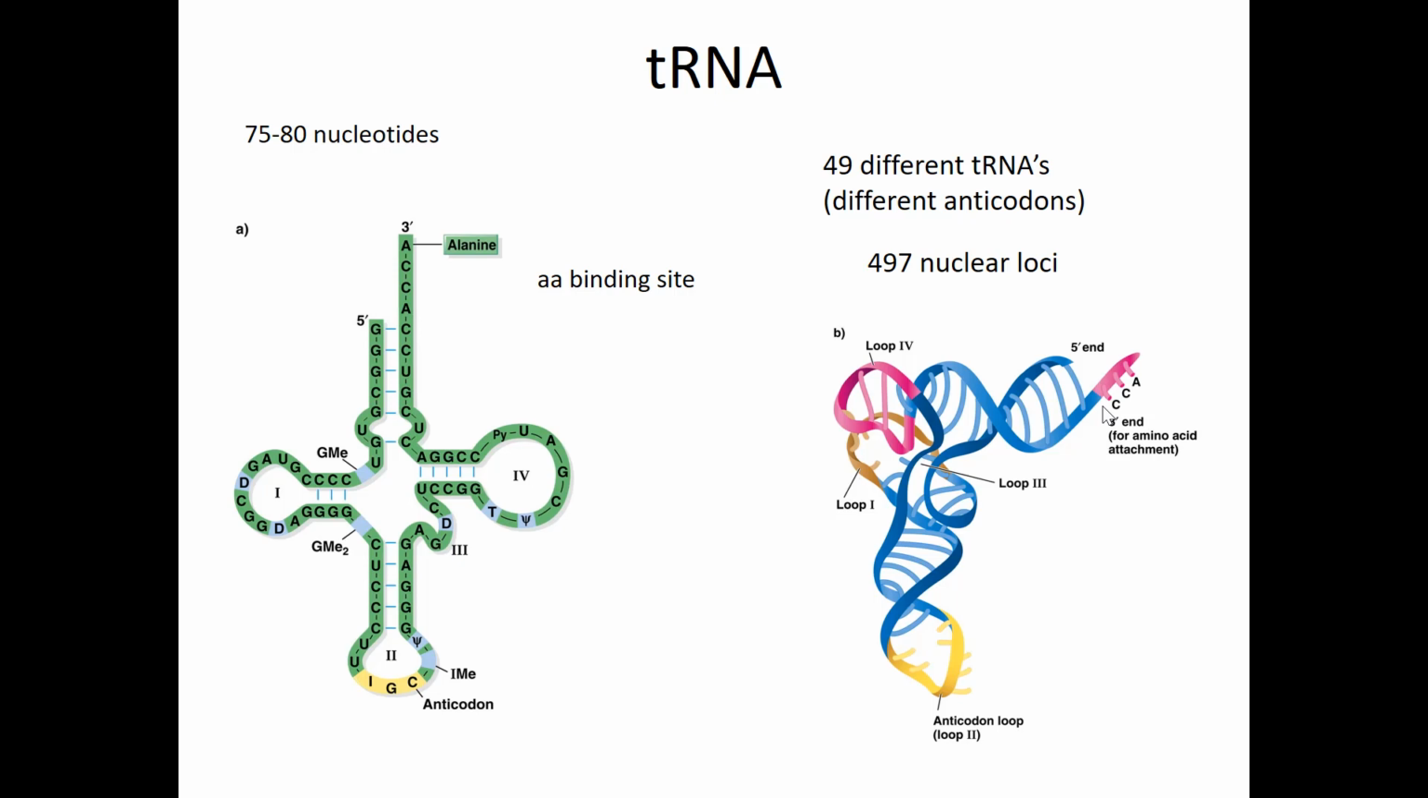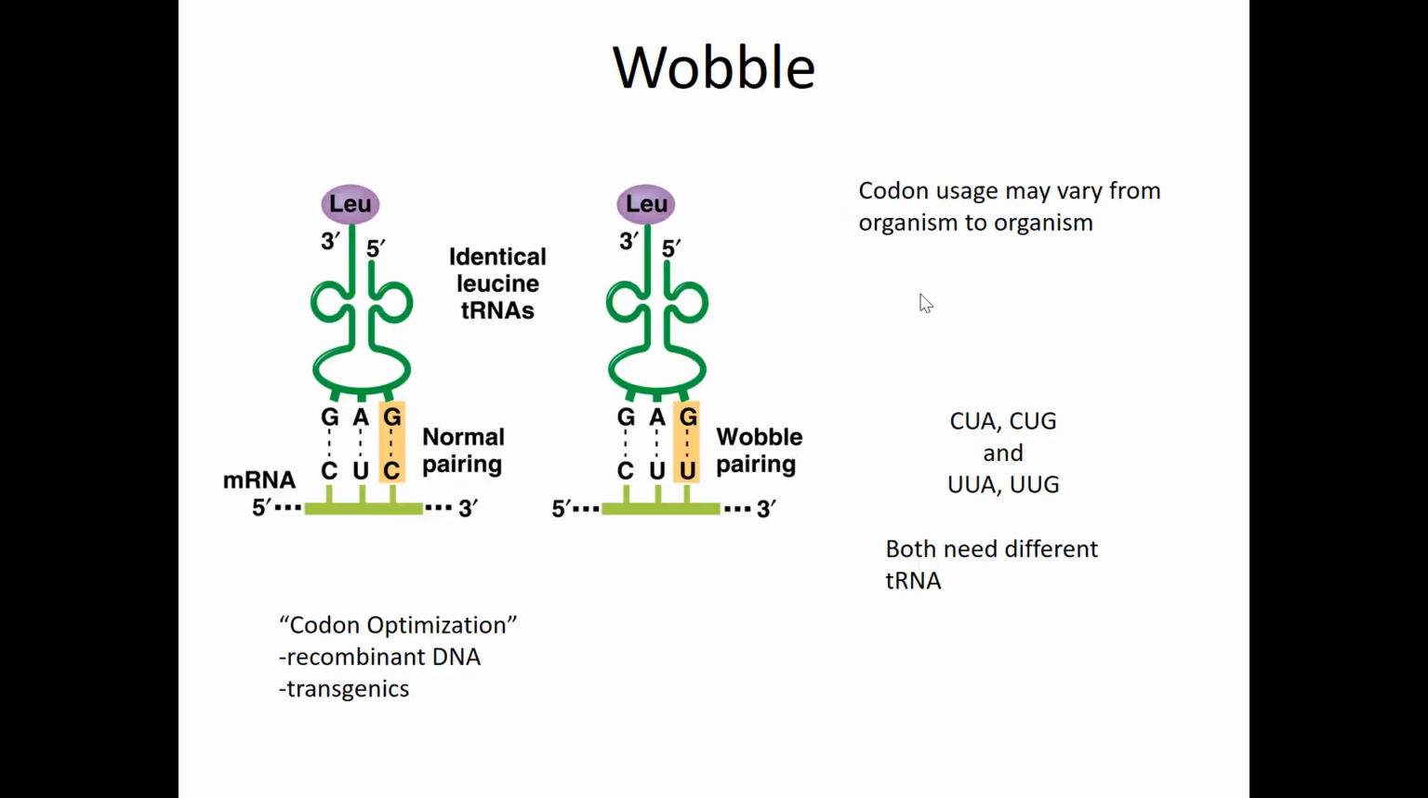And so here's the size of the nuclear loci that gets translated into this. Notice how its size gets cut down from 497. This isn't the number of bases in the process. This is the number of nuclear loci positions in the nuclear DNA that are involved in making these 49 different tRNAs. And so each of these has a unique, that should read anticodon. So each of the 49 tRNAs has a unique anticodon, but may not have a unique amino acid.